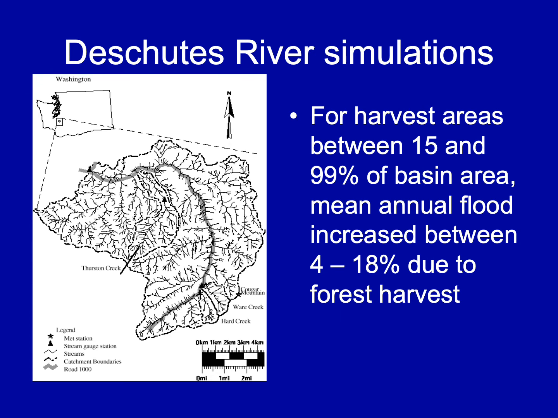Sub-watersheds in this basin have harvested areas that are between 15 and 99% of the sub-basin area. Model simulations using the distributed hydrology soil vegetation model showed an increase in the mean annual flood between 4 and 18% across these watershed areas.